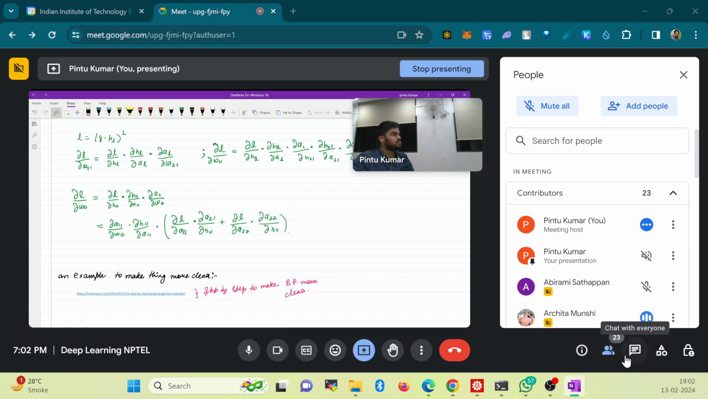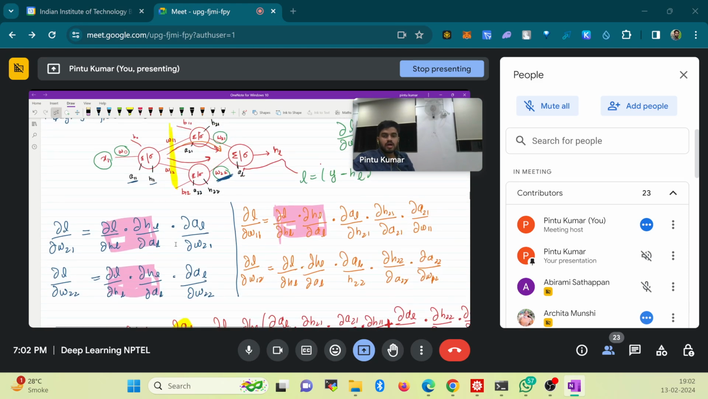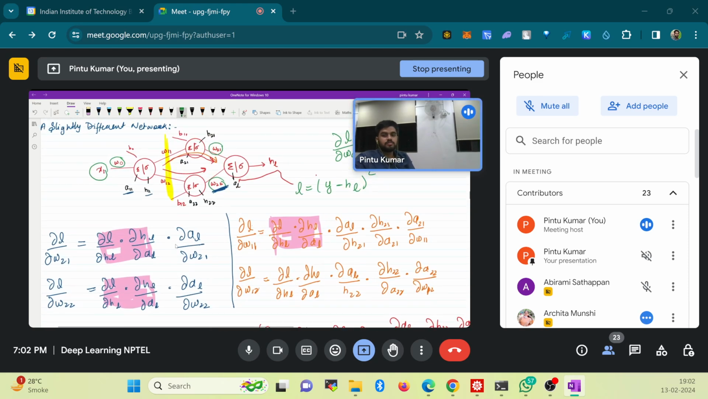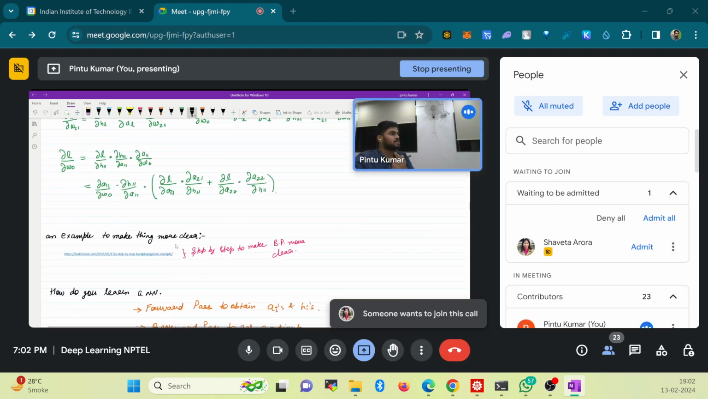Sir, this H11 is the H naught according to your diagram. I haven't defined any H naught, but yeah, according to that notation, this is the H naught. So this is the output of the first layer. Okay, so I will upload this sheet that we have over here.